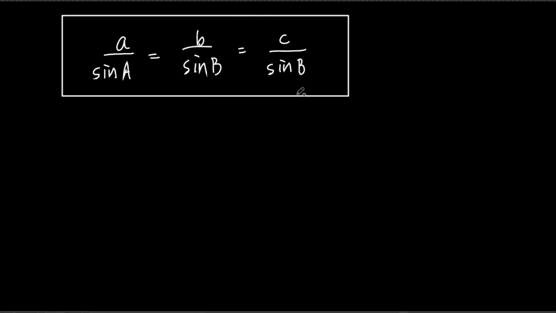Because you're not used to seeing three things equal to each other, are you? You're used to seeing this is equal to this. Bam, you're done. But now we've got three things equal to each other.